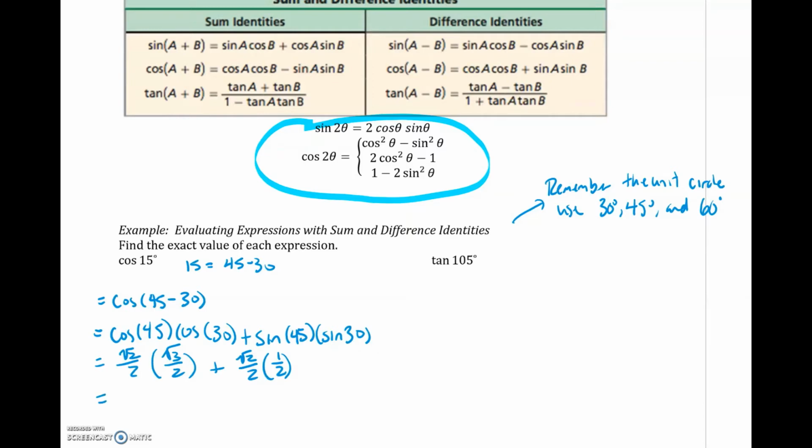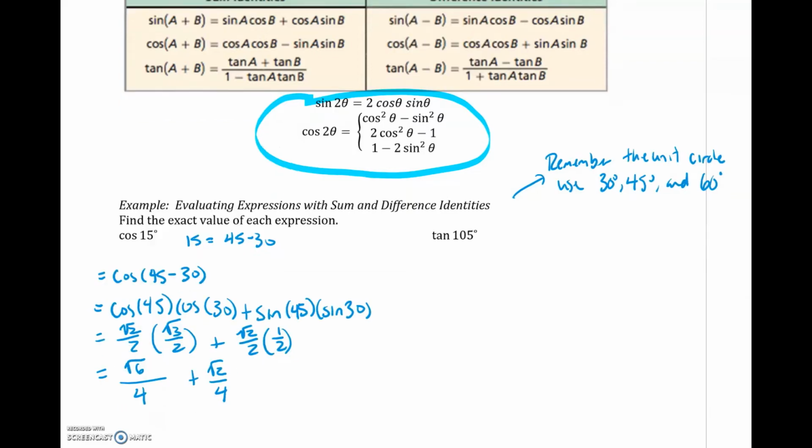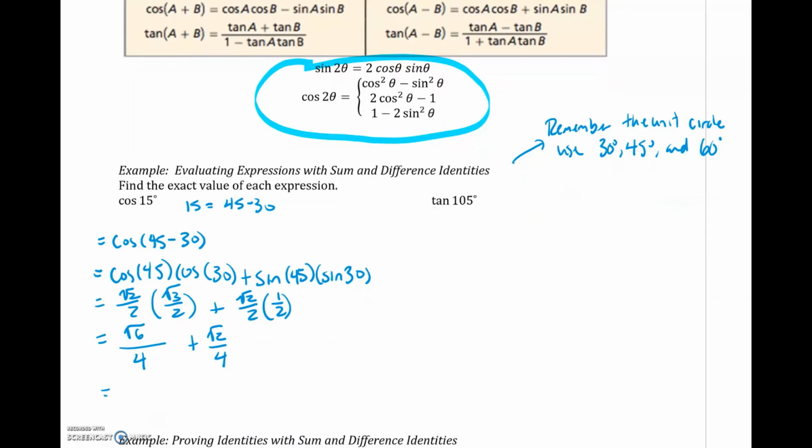Remember, when we're multiplying our radicals, square root 2 times square root 3 turns to square root of 6. 2 times 2 is 4. Then we'll have square root 2 over 4, and then we can combine this on the numerator to say square root 6 plus square root 2 over 4 is what cosine of 15 is equal to. Be careful, don't make this square root of 8 or anything like that. Remember, we can't combine radicals with addition or subtraction unless they have the same radicand, so they have to have the same number inside. But that is my exact value of cosine 15.